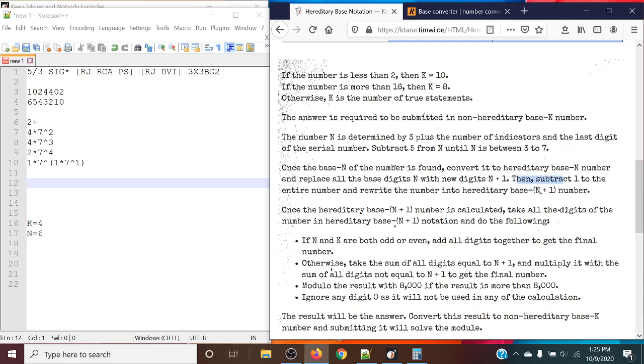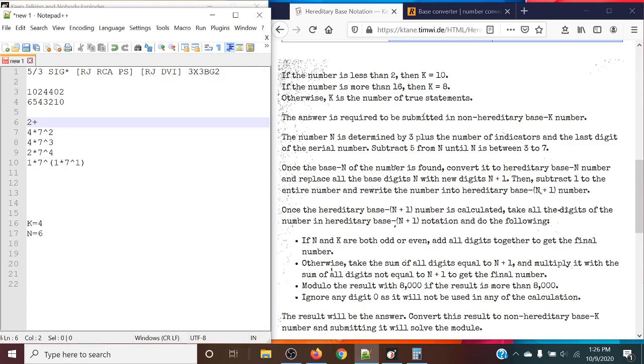And then we will subtract 1 from the entire number and rewrite the number into hereditary base n plus 1 number. So all we need to do is essentially subtract 1 from the constant, and that will be calling it good. So now that we've done that, that's all we need to do.